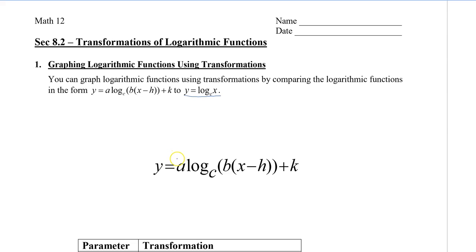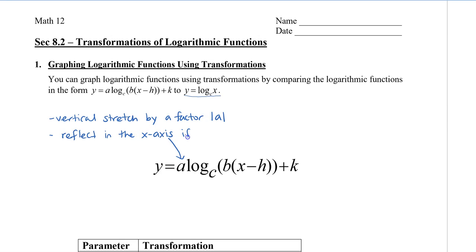So just as a reminder, the a value creates a vertical stretch by a factor of the absolute value of a, and I'll write separately that if a is negative, we also reflect in the x-axis. Now the other value that affects our vertical direction is our k. The k creates a vertical translation by a factor of k.